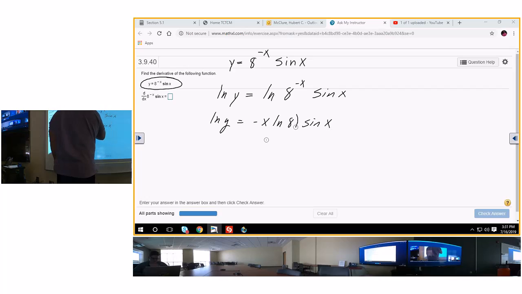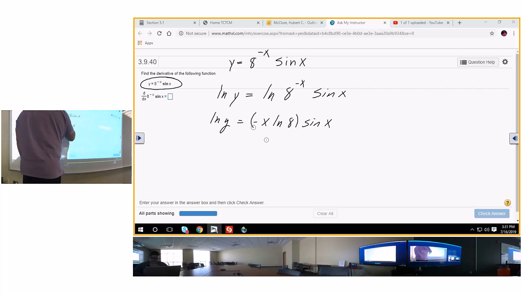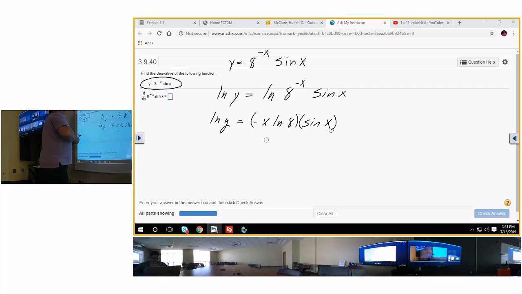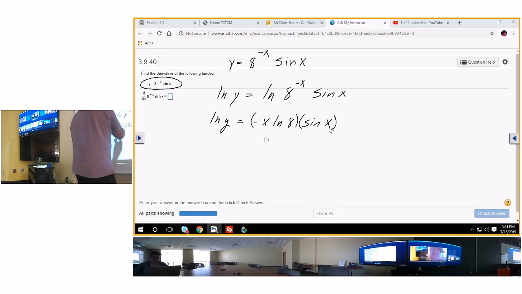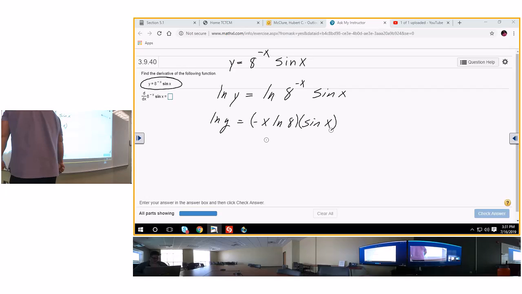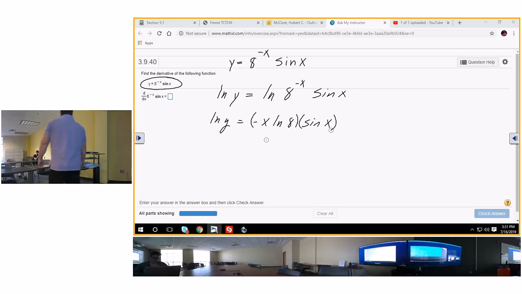I'm going to put a parenthesis here and here because you're going to have to do the product rule and the product rule. Take the derivative of this first times the derivative of the second plus the second times the derivative of the first, and then you're going to have to do that with this also. So go ahead and work it out.